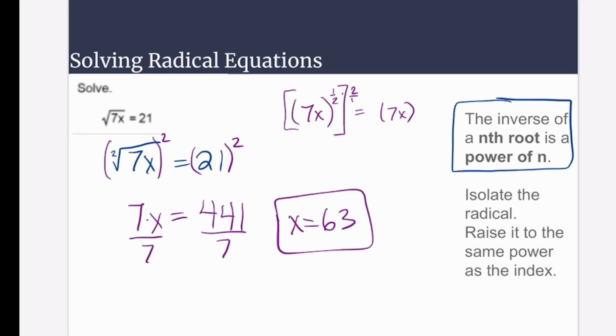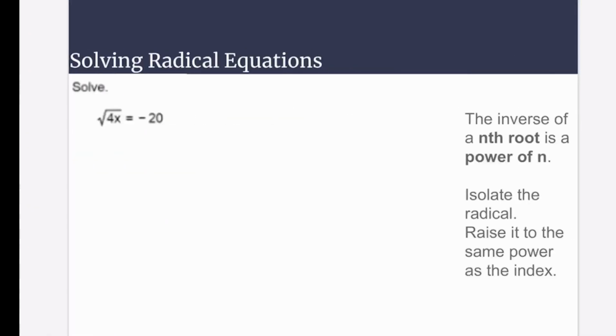So we're going to do 3 examples. This is the first one. Second example. This is tricky.